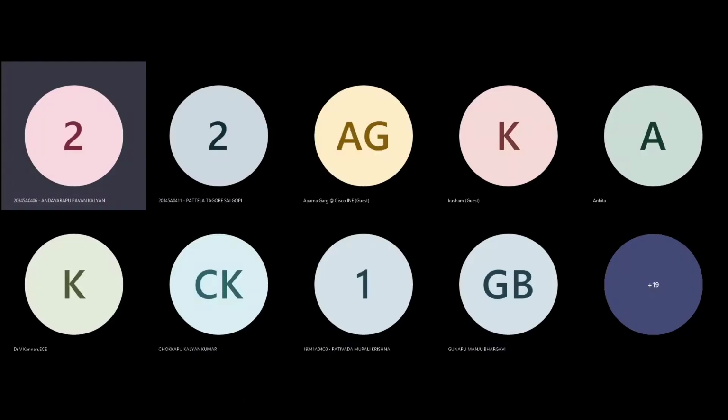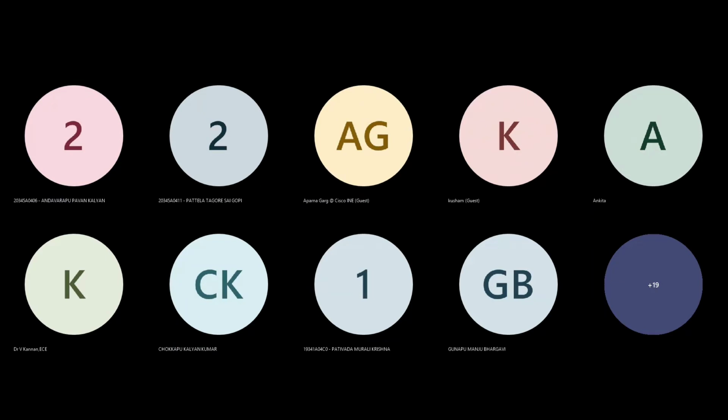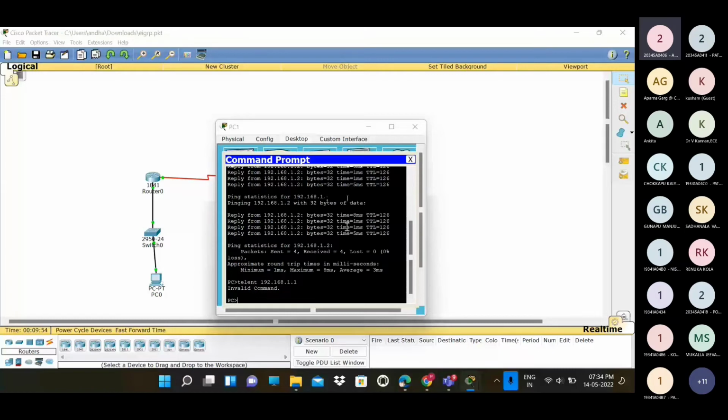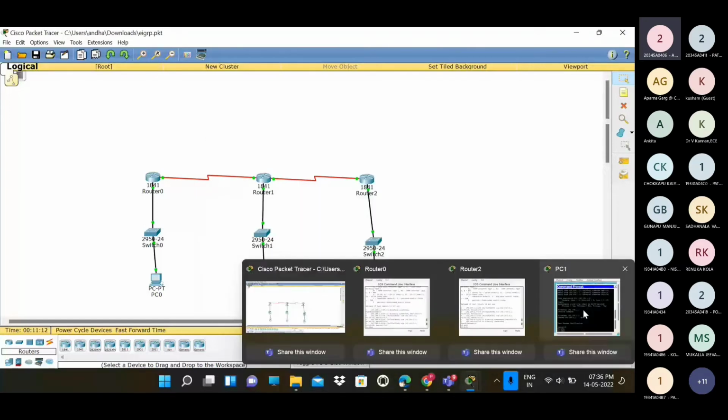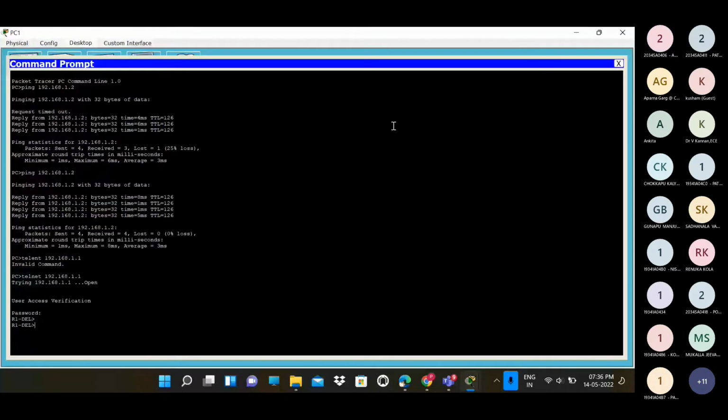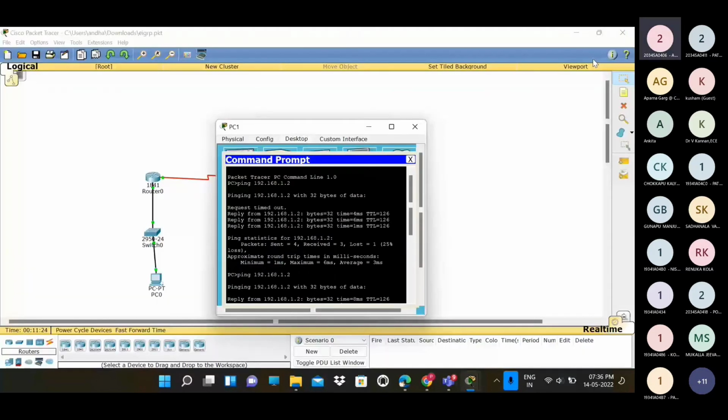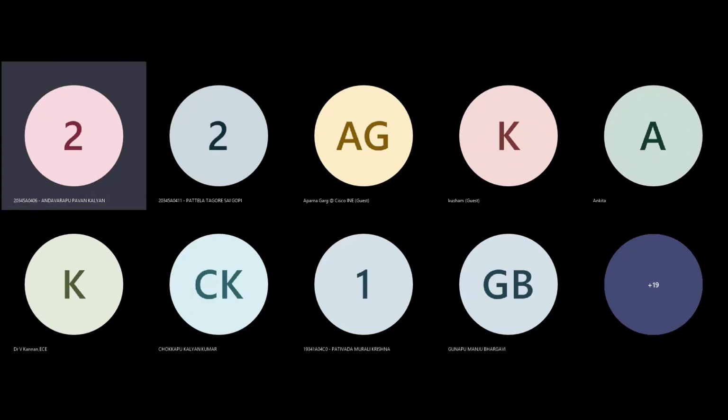Wait. I will share again. Our screen is not visible. Is that okay? Where it was blur. Okay. Thank you, Tagore, you can start. So many are waiting.